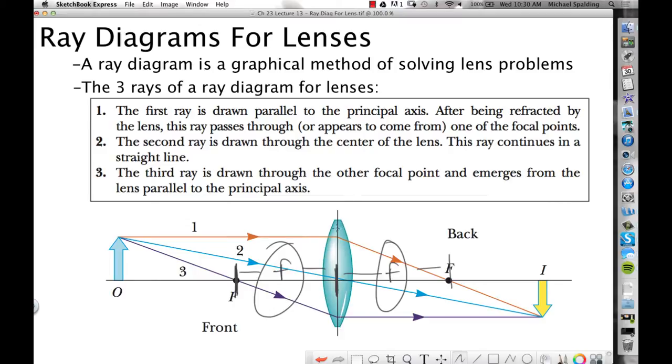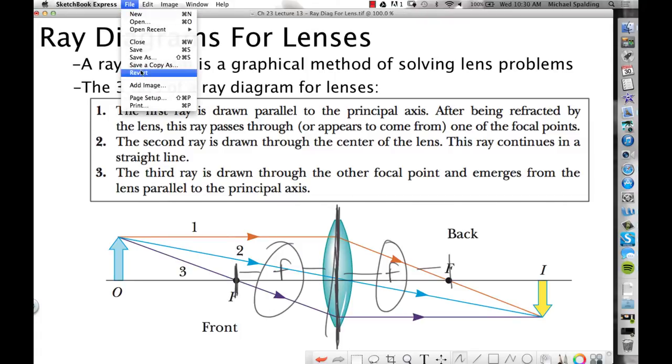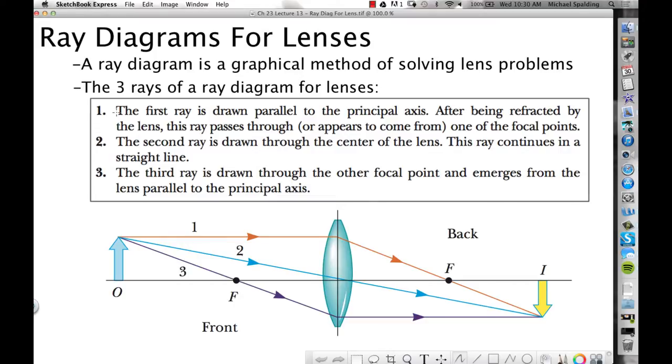Measure your focal lengths when you're setting up these ray diagrams. Measure the focal lengths from this line down the middle, right there. Okay, so I want to point out the important parts to these ray diagrams. So, ray number one. The first ray is drawn parallel to the principal axis. After being refracted by the lens, this ray passes through or appears to come from a focal point. So the thing I want you to put in your brain is ray number one: parallel, focal point. That's what you've got to remember. Same as yesterday, right? What was the first ray for a mirror? Parallel, focal point. Same exact thing.